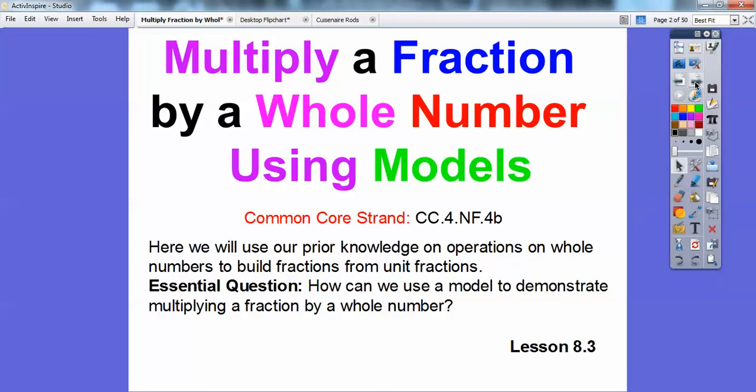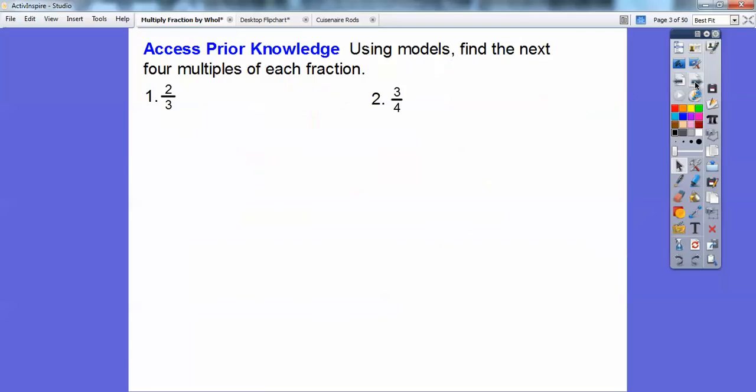So our Common Core strand is here, and our essential question is how can we use a model to demonstrate multiplying a fraction by a whole number? And then we're going to find patterns also, you guys. I probably should have put something in there also. How can we use patterns? Because we're going to do that in this lesson as well.